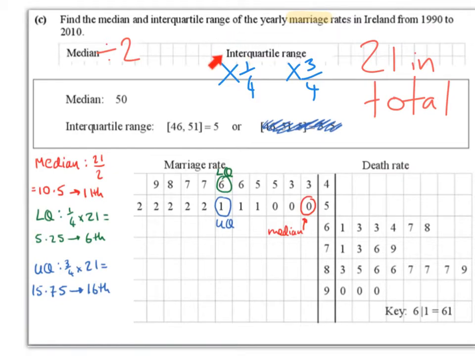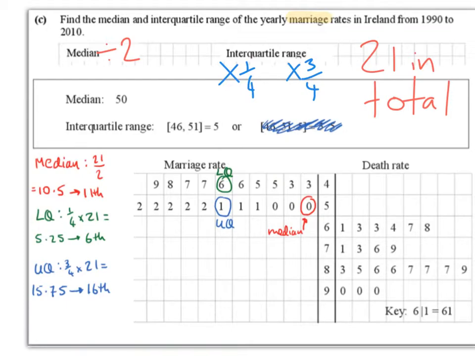So 46 is the lower quartile, LQ, and 51 is the upper quartile, UQ. And then the difference between 46 and 51, so 51 take away 46, is 5. So the lower quartile is 46, the upper quartile is 51, and the interquartile range is 5, and that's what you're asked to do.